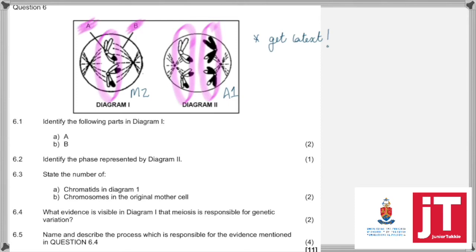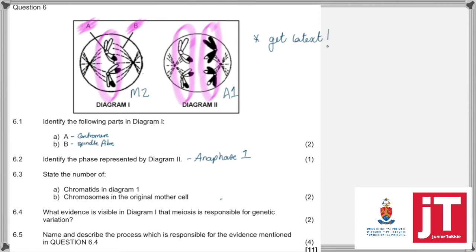If we look at labels A and B, which is probably going to be one of the questions, and we can see it there in 6.1, we can see label A pointing to the centromere, which holds these chromatids together, and B, we can see the spindle fibers, which attach the centriole to the specific centromere. If we have a look, we answer accordingly. 6.1: label A, centromere; label B, spindle fiber.